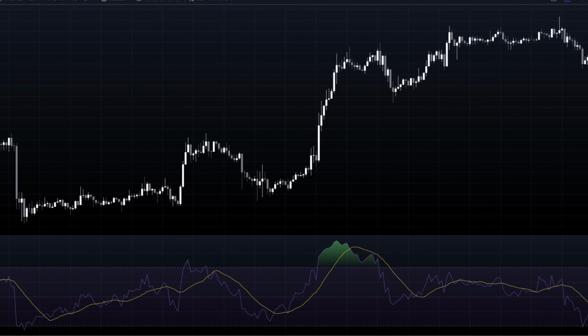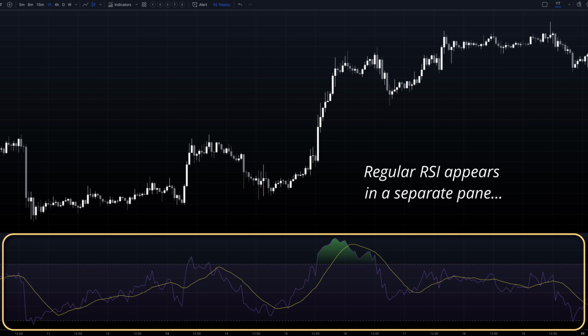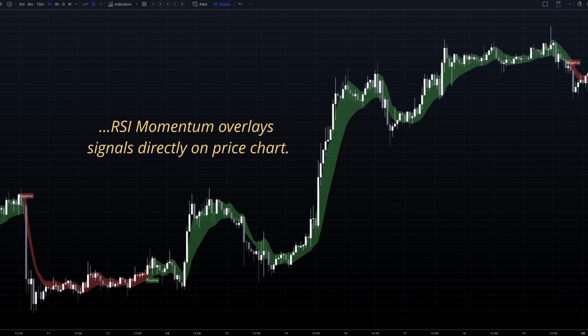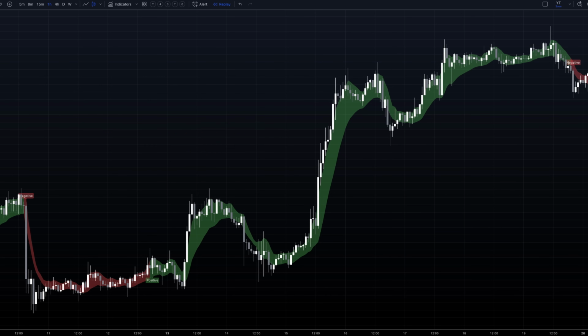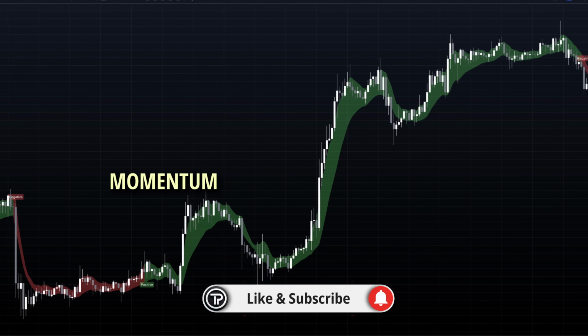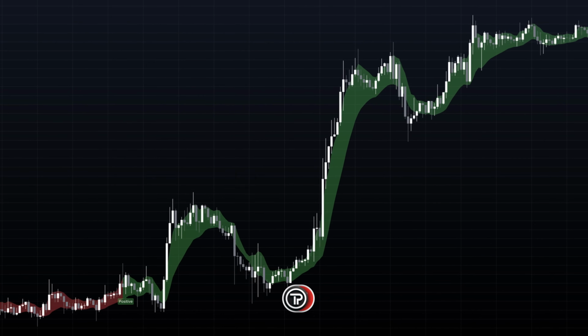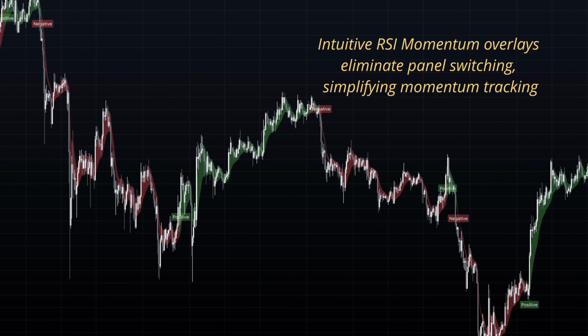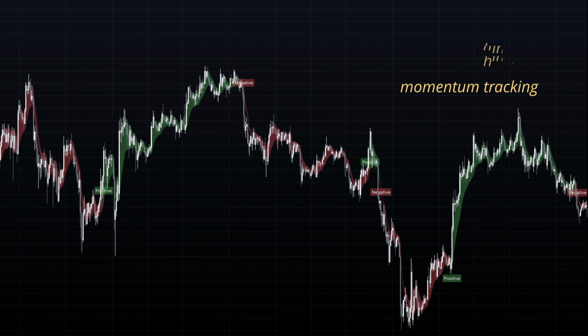Unlike the regular RSI, which is typically shown in a separate pane below the price chart, this RSI momentum indicator overlays its signals directly on the price chart. This integration allows to see momentum shifts alongside price action. The visual cues provide a more intuitive way to track RSI-based momentum changes without needing to switch between panels.